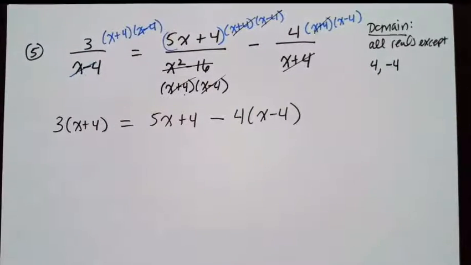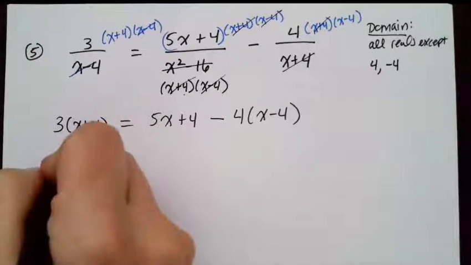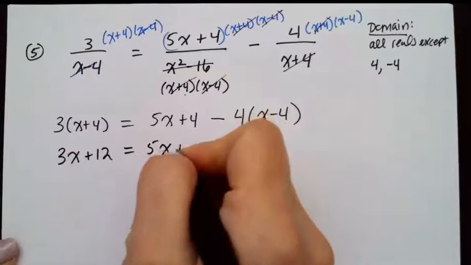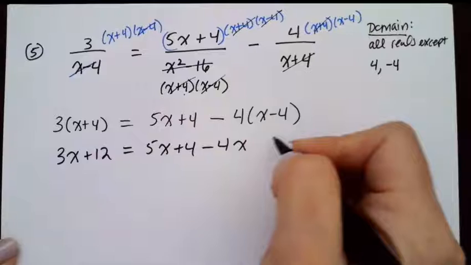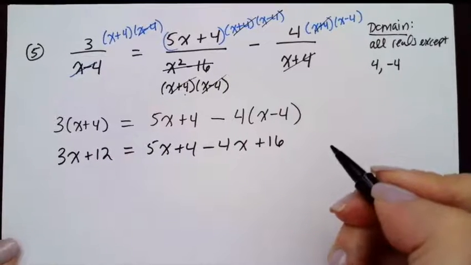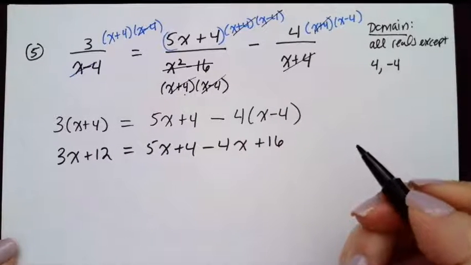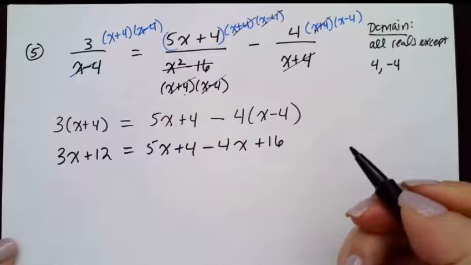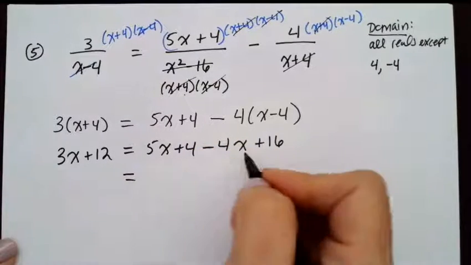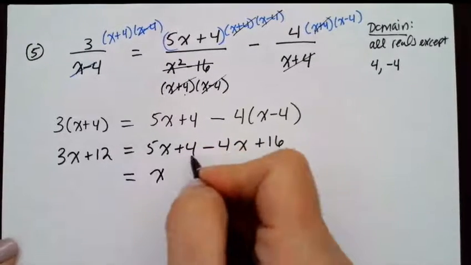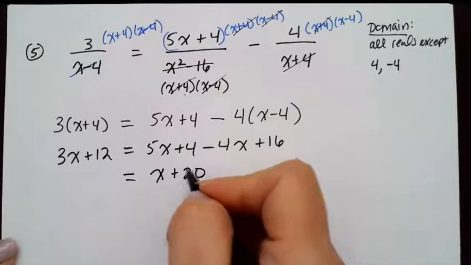All right, so now I have a polynomial equation. Let's see if it's degree 1 or higher. So let's distribute. If we have a degree 1 equation or a linear equation, then we will just isolate that variable. But if we have degree 2 or higher, then we'll factor. So I don't see any x squared, so it means I have something linear. I'm going to just simplify the right-hand side here. 5x minus 4x is x, and 4 plus 16 is 20.